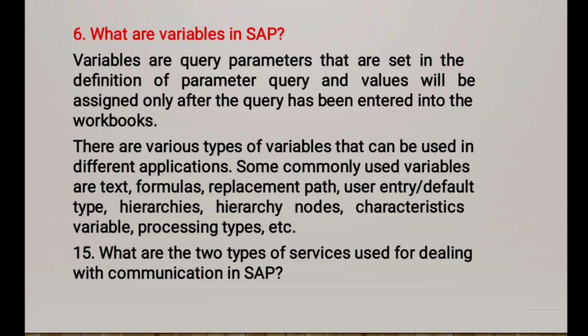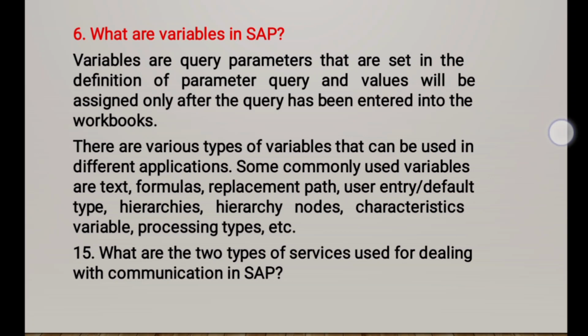What are variables in SAP? Variables are query parameters that are set in the definition of a parameter query, and values will be assigned only after the query has been entered into the workbooks. There are various types of variables that can be used in different applications. Some commonly used variables are text, formulas, replacement path, user entry or default type, hierarchies, hierarchy nodes, characteristic variable, processing type, etc.